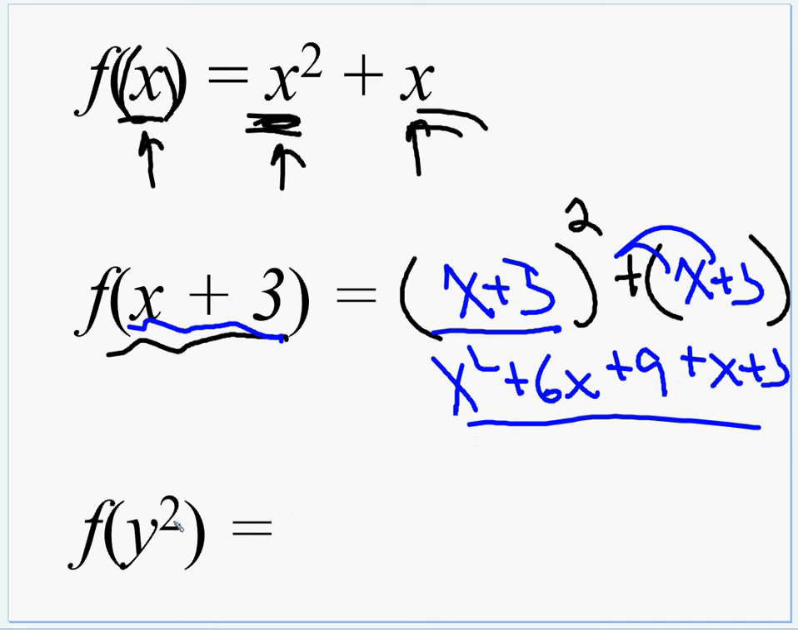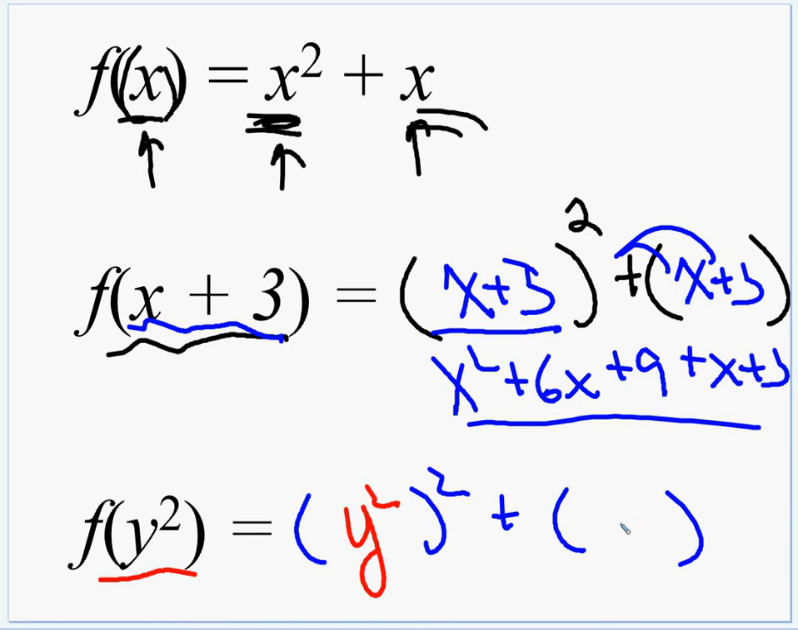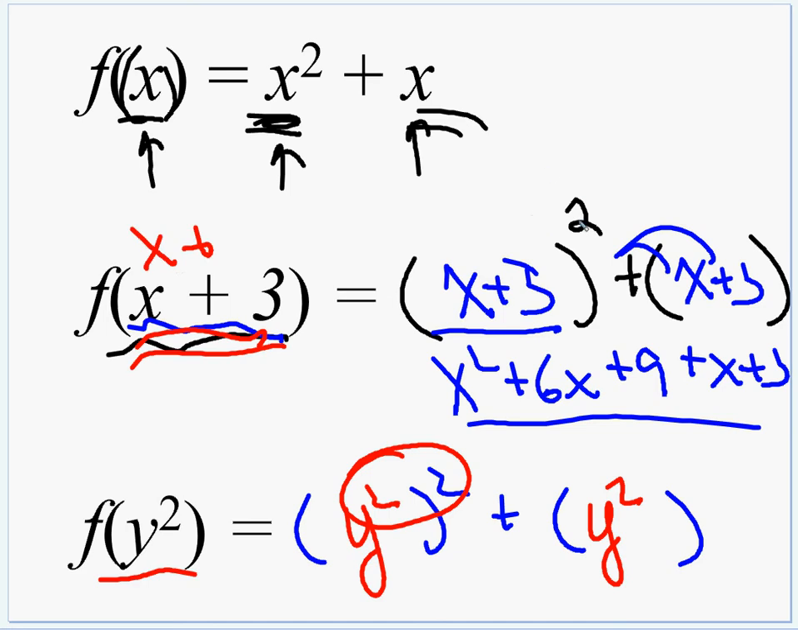And then for something like this, again, our function is something squared plus that same something. Here, though, we're putting in a y squared. So that would be y squared squared plus y squared. So that would be y to the 4th plus y. So we're going to be doing a lot of this kind of stuff. We're going to be putting in something plus something else, and we might have to FOIL it out or even cube it to get to our answer.